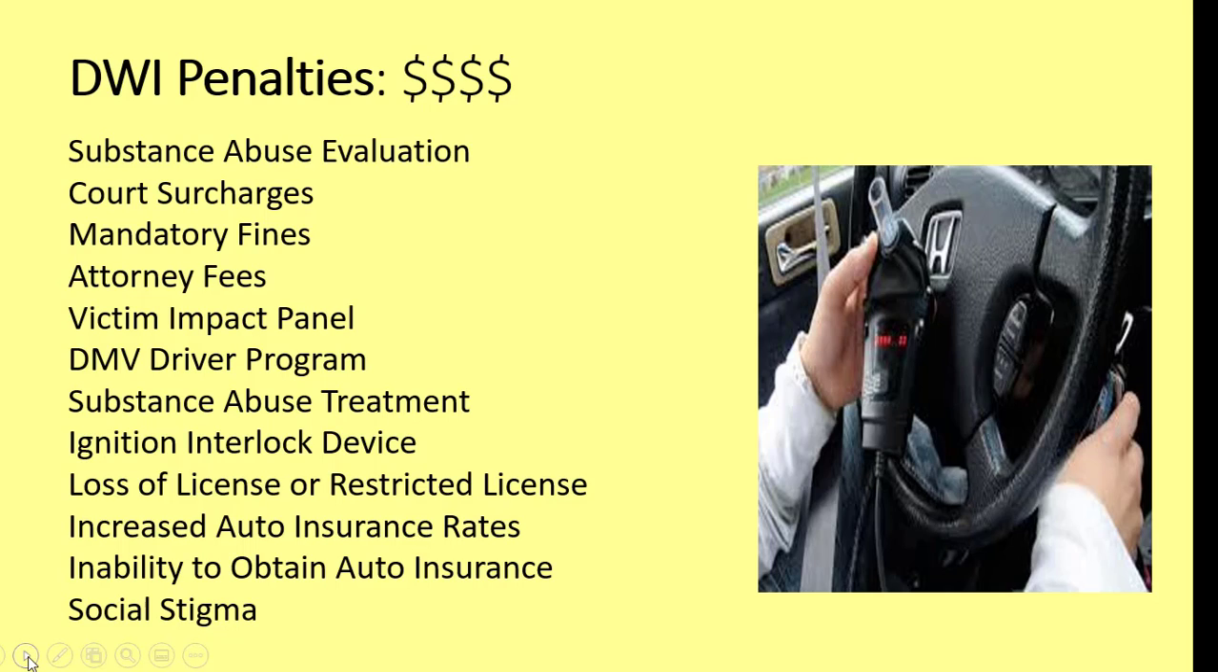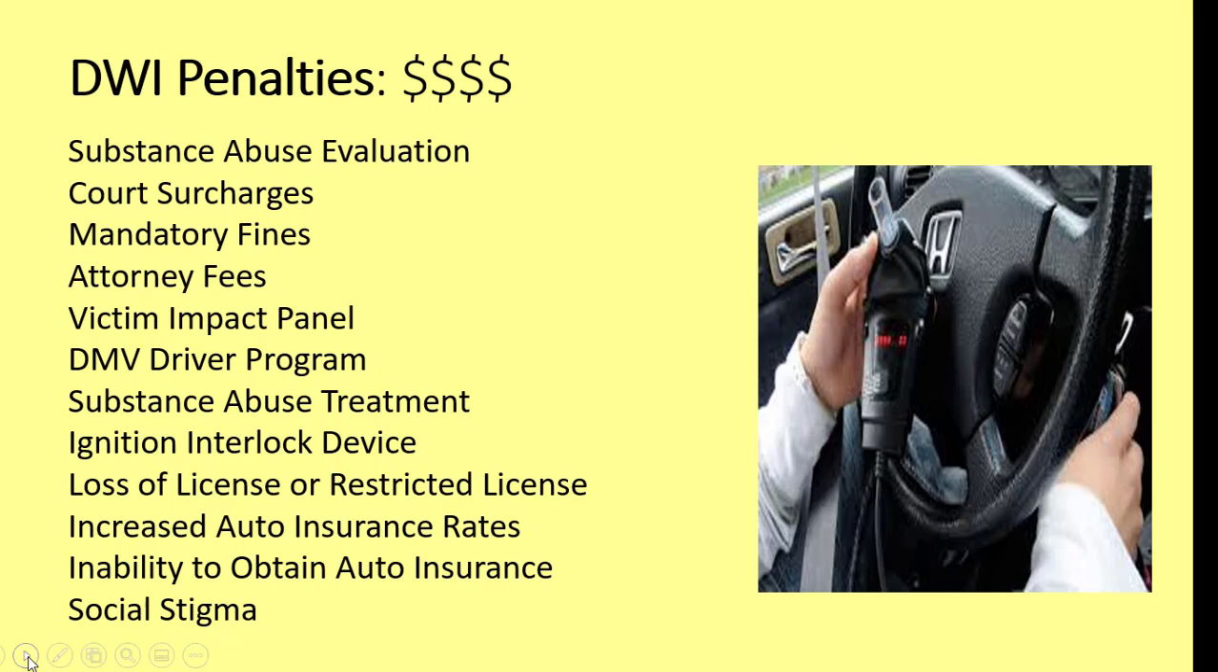DWI penalties we talked about, there are a number of penalties that can be projected onto you if you are convicted of a DWI or if you plead guilty. They range from getting a substance evaluation. Of course, jail time is possible if you've reached that level of offense. It can become difficult for you to obtain auto insurance. Your name is most likely going to be in the media. There's an awful lot of penalties for DWI. It is something that has changed drastically since the repeal of prohibition.